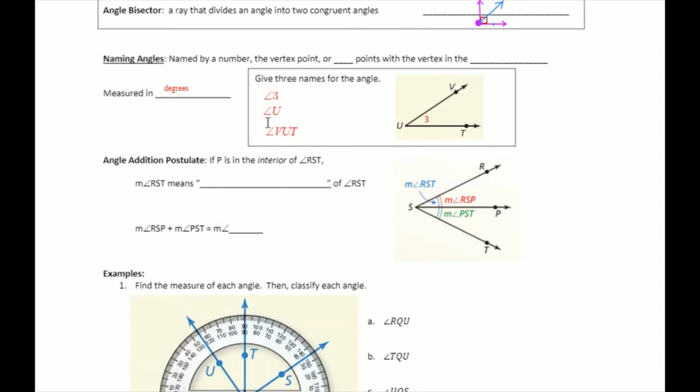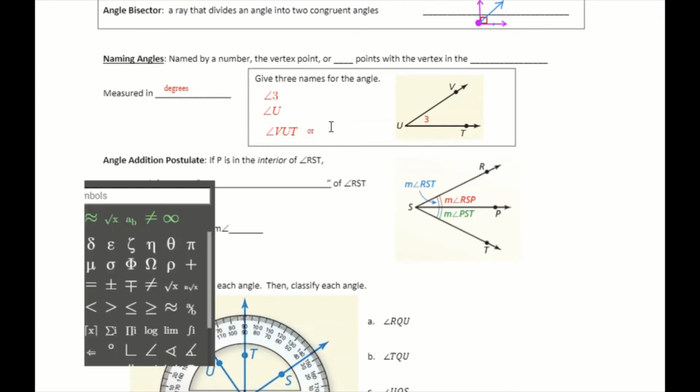or, you know, that's not really the only way you could do it. You could also call it TUV. Okay, either one of those is essentially the same. We're talking about the exact same angle. It doesn't really matter which one comes first. What does matter is that you put the vertex in the middle. So you could call this VUT or you could call it TUV. Either way is fine.